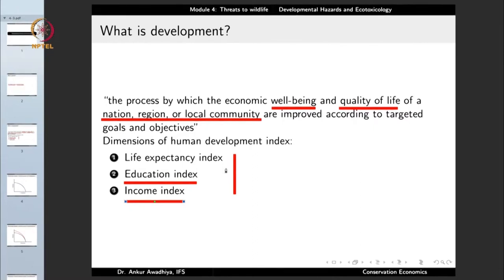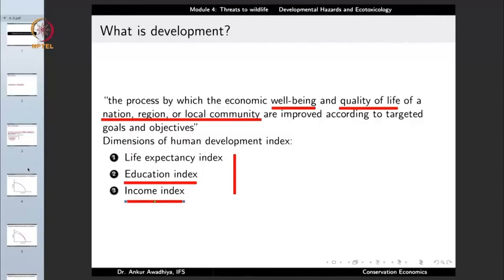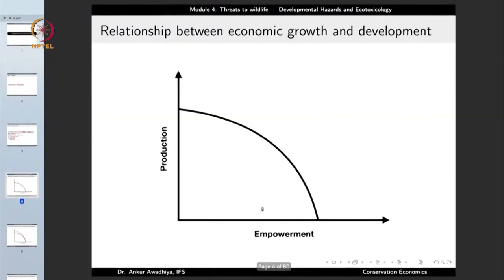So essentially what we are saying is that when we talk about economic growth, we are talking about an increased output and increased concentration of resources. But when we are talking about economic development, then we are talking about how much is the well-being of people. How much is the capability of people? Do people have a control over their own lives? So that is economic development. Now, both of these are related, but there is also a trade-off.